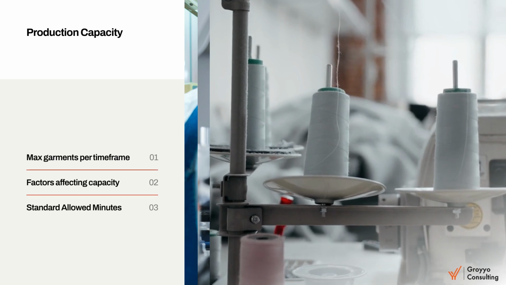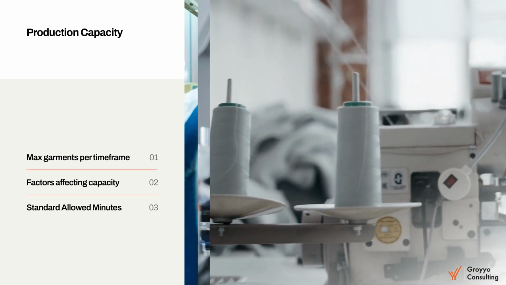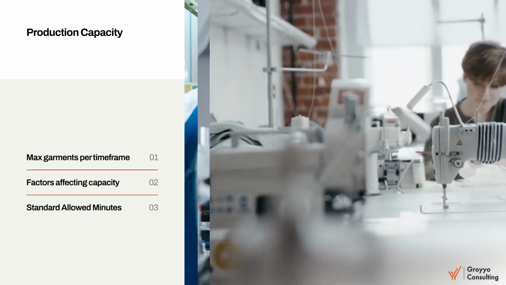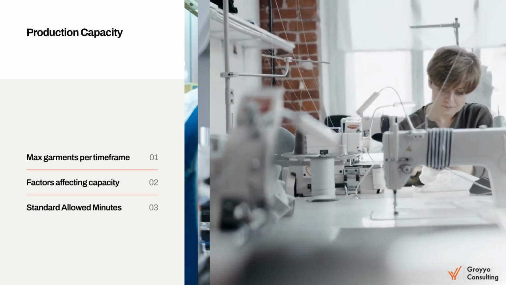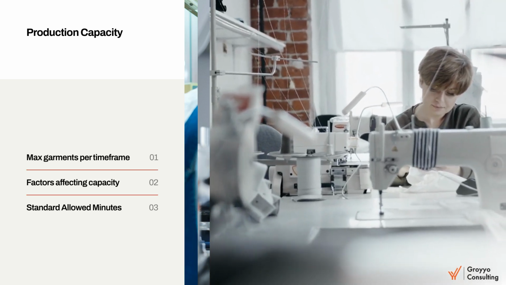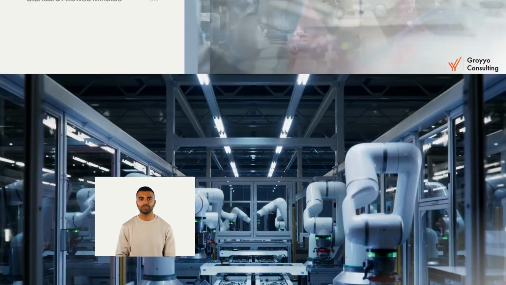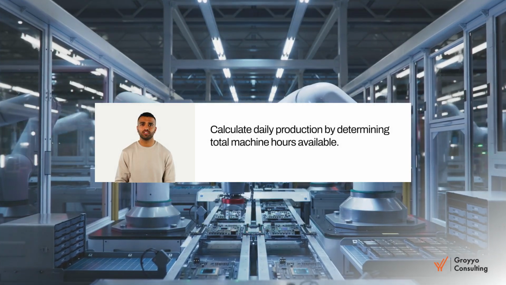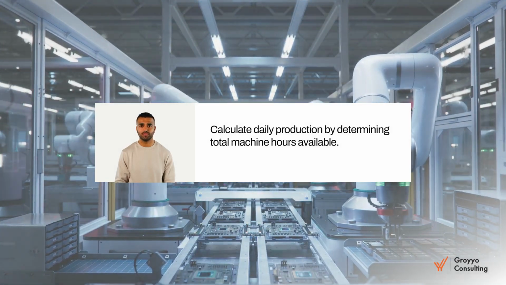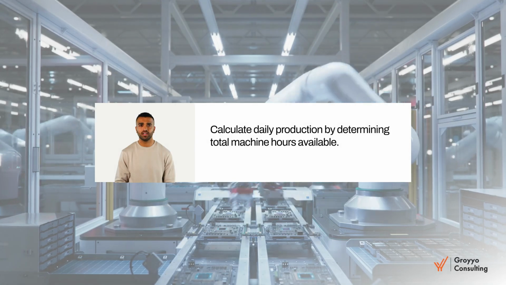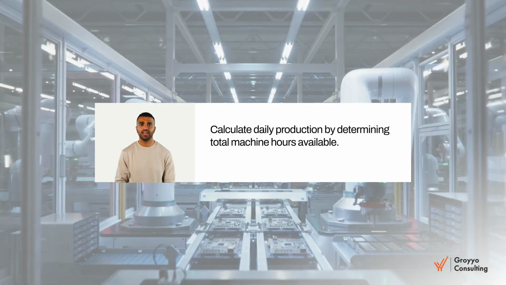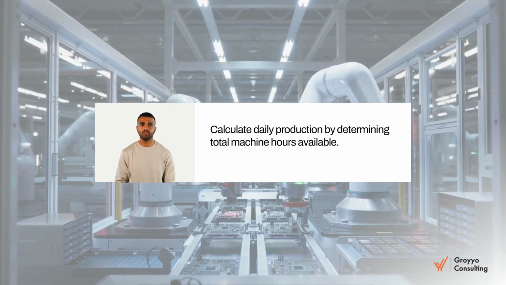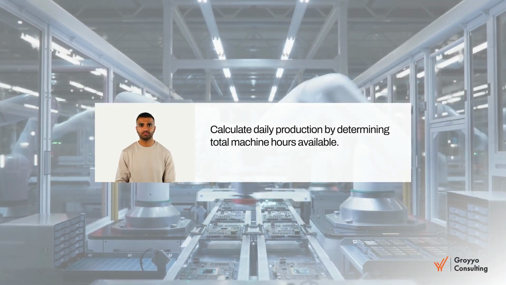Production capacity refers to the maximum number of garments a factory can produce in a given time frame. It depends on factors like the number of machines, work shifts, worker efficiency, and the standard allowed minutes, SAM, for each garment. To calculate daily production capacity, start by determining the factory's total working hours per day. For instance, with 45 machines operating 8 hours daily, the factory has 360 machine hours available each day.